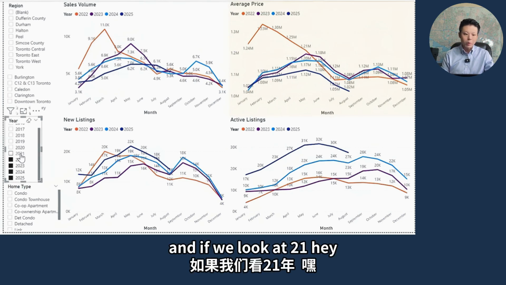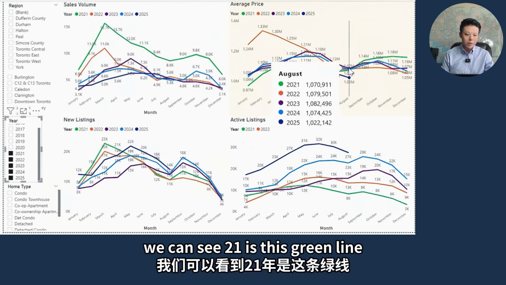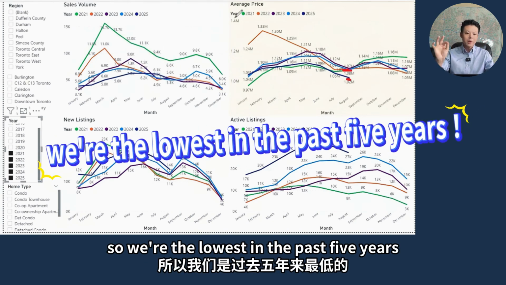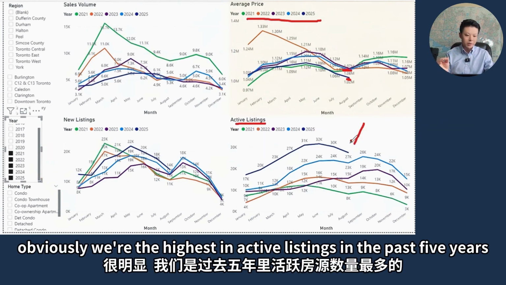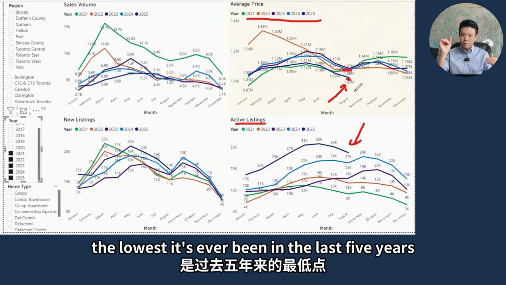And if we look at 21, interesting, we are still below water. We can see 21 is this green line, which is right here, and we're still here, right? So we're the lowest in the past 5 years. Obviously, we're the highest in active listings in the past 5 years, but our pricing right now in August is very obviously the lowest it's ever been in the last 5 years.